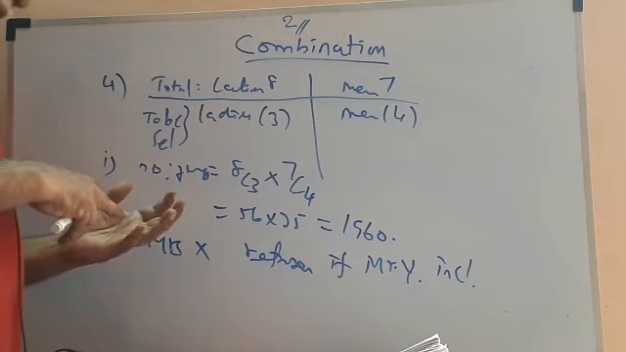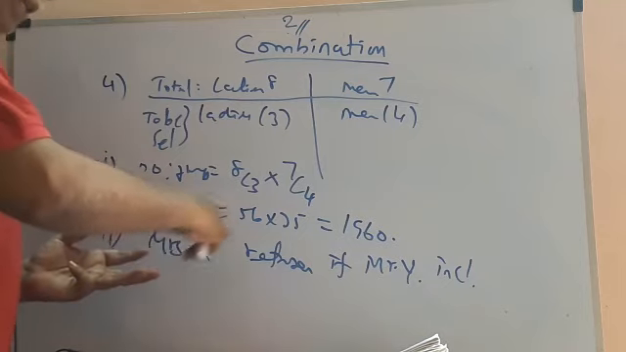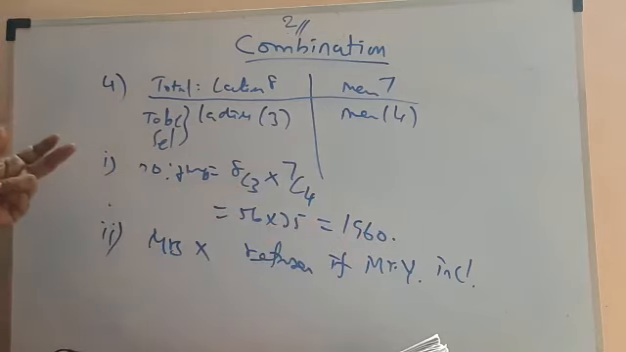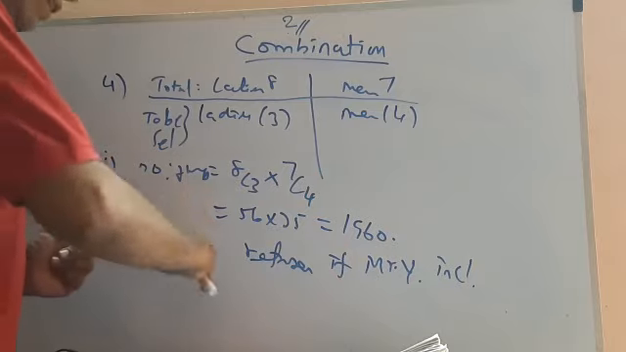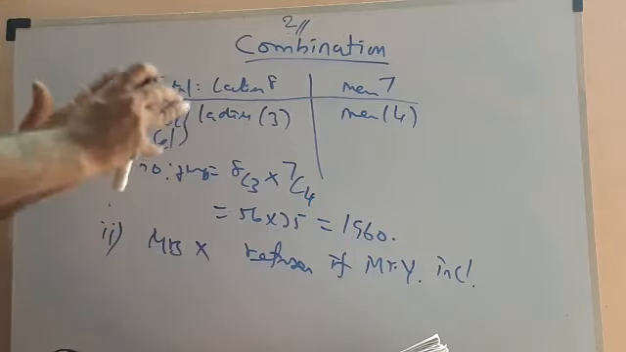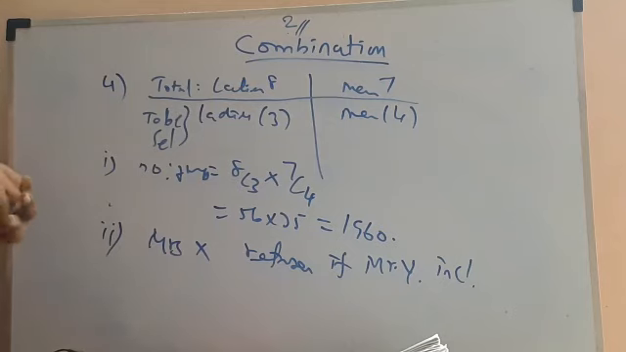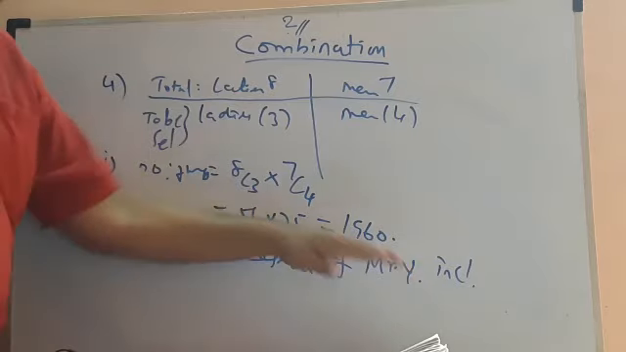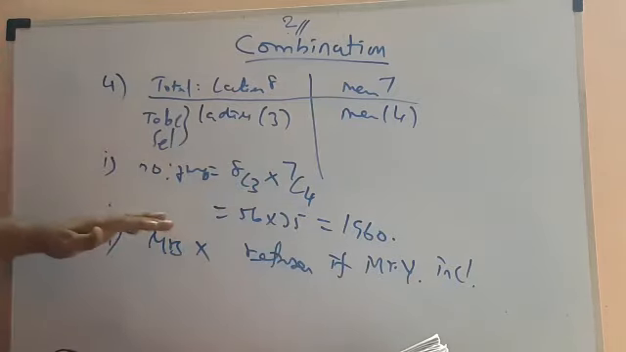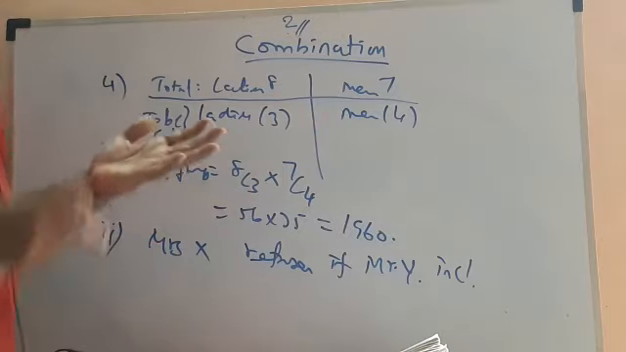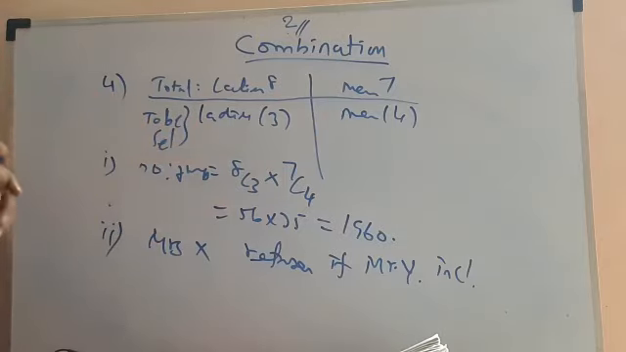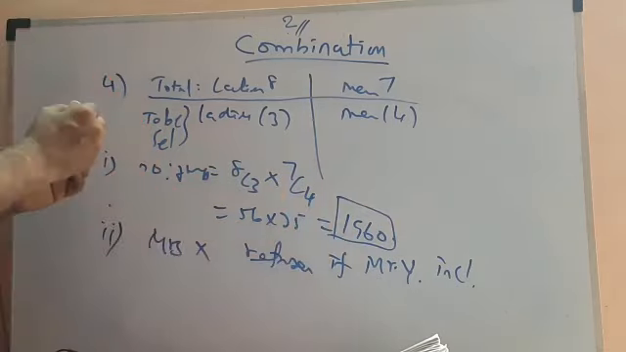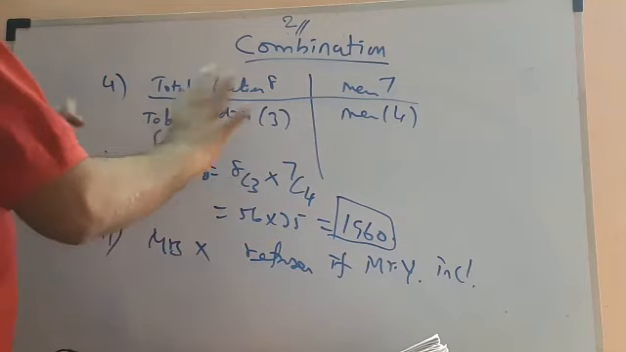I can find the number of ways in which X is present in the committee, Y is not. Secondly, Y is present in the committee, X is not. Thirdly, both X and Y are not in the committee. Then I can add all the 3. This is one way of doing it. Another possibility is, actually this 1960 is the total number of committees, irrespective of any condition.